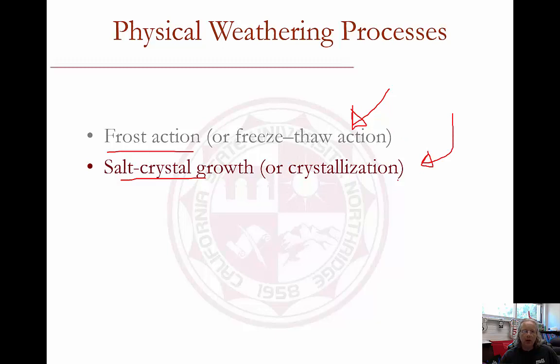Salt crystal growth happens where you have water running through the cracks in the rock, the joints in the rock, and in a dry climate. So when the water runs through the cracks and then becomes exposed to the dry, hot climate, the water evaporates, but the salts that were in the water remain behind, and those salts grow in a crystalline fashion and will wedge open rock again like a hammer.